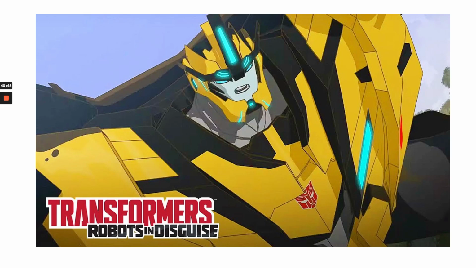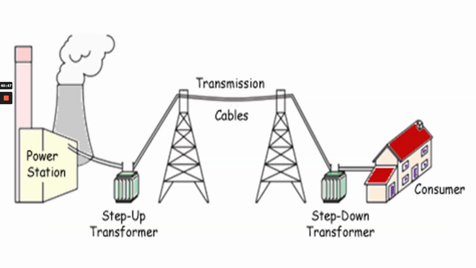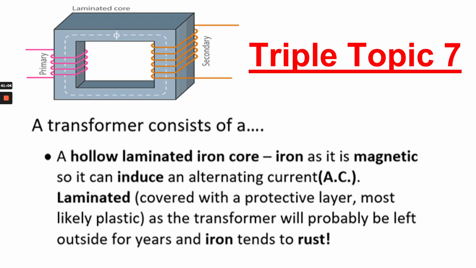Transformers, robots in disguise. Anyway, a transformer is not a robot in this case. It is something which alternates the potential difference and current in the wires. You have a step-up transformer coming out of the power station, and a step-down, and now we're going to look in detail at what both of these devices mean, okay?